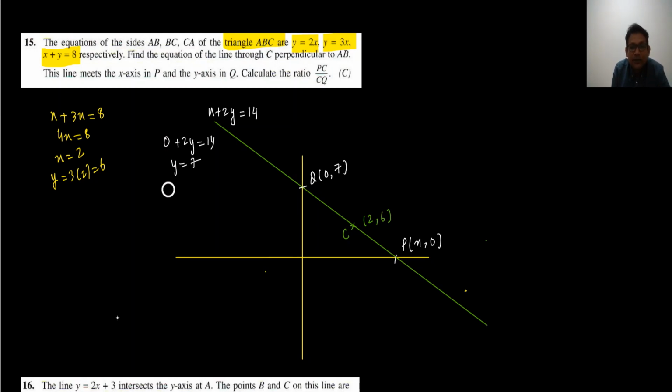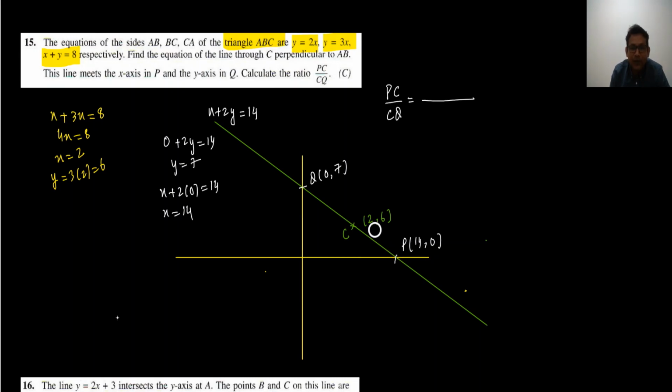And when I substitute y as 0, x is coming 14. So this is (14, 0). You have P, (14, 0), everything is here. Now the ratio required is PC divided by CQ. I'm sorry if I do some mistake, please ignore. I'm trying my best to explain this question. So PC and CQ.